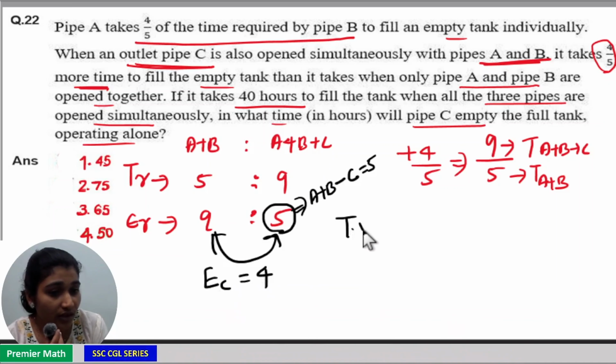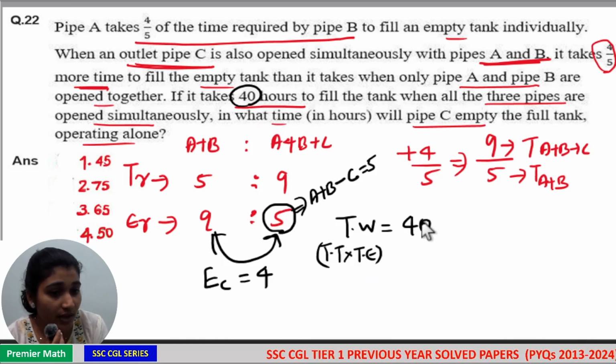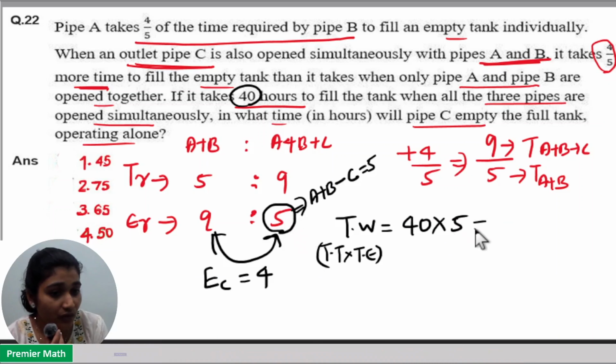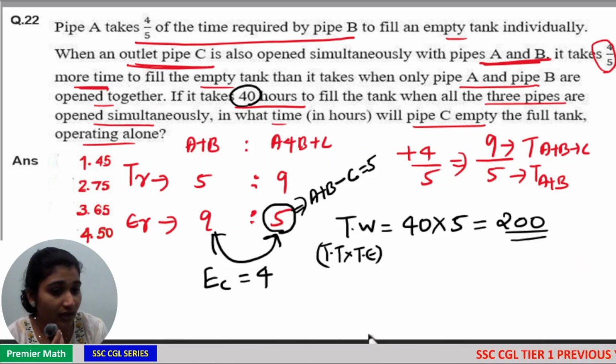And here total work is equal to total time into total efficiency. Here total time is 40 hours for ABC together to fill the tank, then total efficiency of ABC together is equal to 5 units. So 40 into 5 is equal to 200 units, which is the total capacity or total work here.